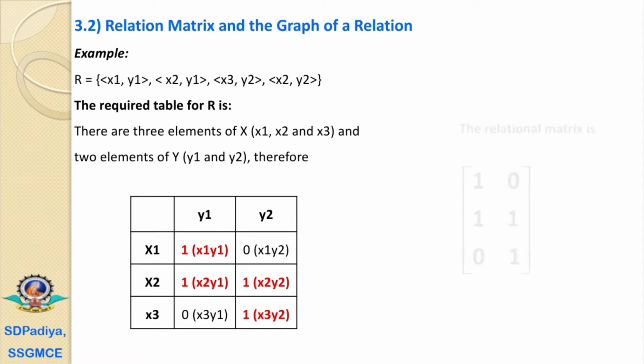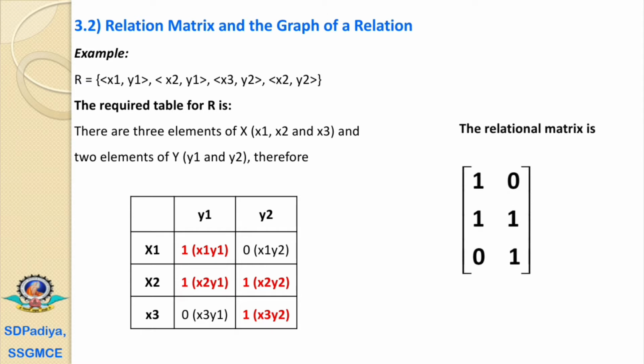From this required table, we can simply design a matrix of size 3 by 2 with the values 1 0, 1 1 and 0 1. In reverse, from this matrix we can show that there is a relation between x1 and y1 because it is 1, then x2 and y1 because it is 1, x2 and y2 for this 1, and x3 and y2 because it is 1.